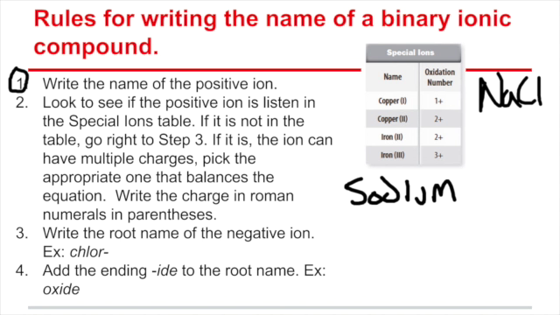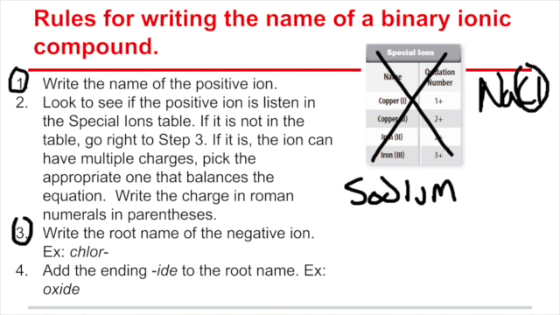Next, step 2, look to see if the positive ion is listed in the special ions table. That's this guy right here. If it is not in the table, go right to step 3. If it is, the ion can have multiple charges. Pick the appropriate one that balances the equation. Write the charge in Roman numerals. So we'll pretend it's not in here, and chlorine is not in here, so we can proceed to step 3.